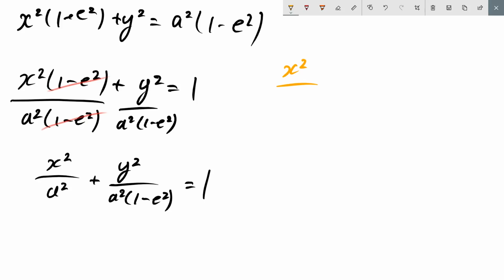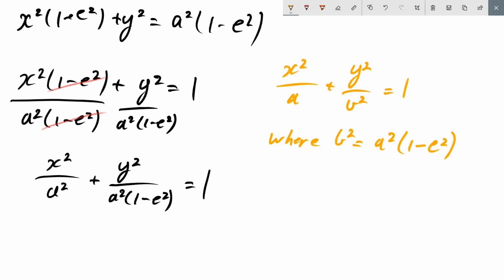X squared over a squared plus y squared over b squared is 1, where b squared equals a squared lots of 1 minus e squared. With this, we can actually draw an ellipse, so long as we have two focuses and two directrices, remembering the plus minus. So let's do an example question.